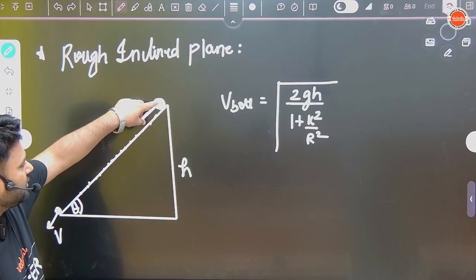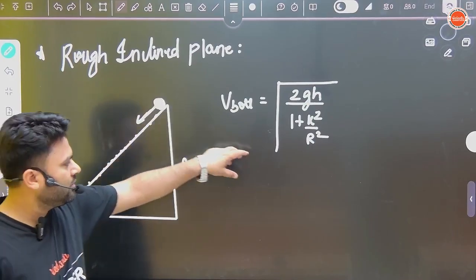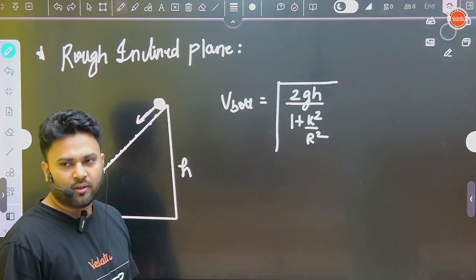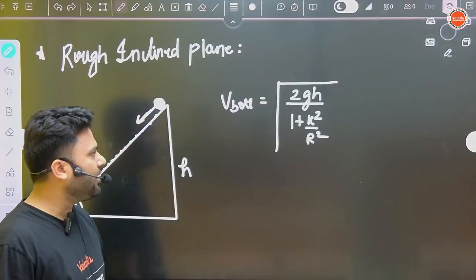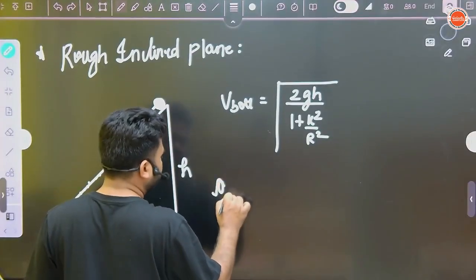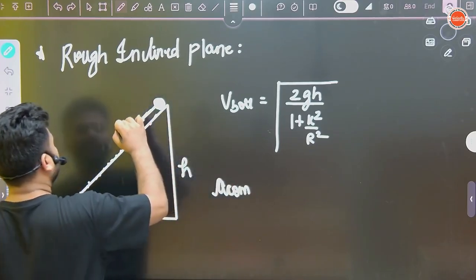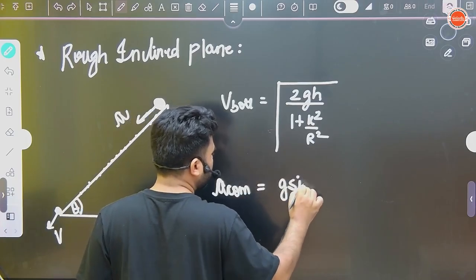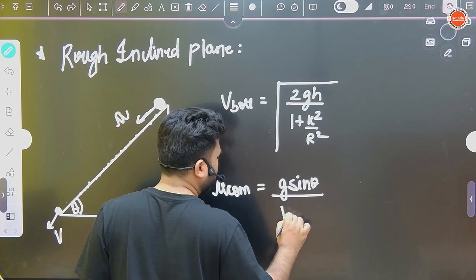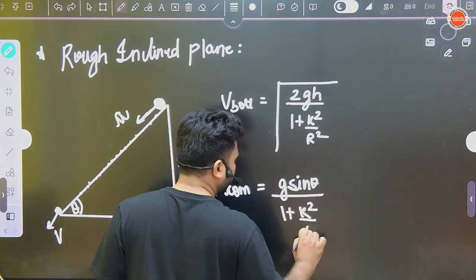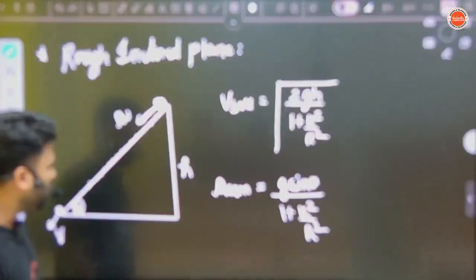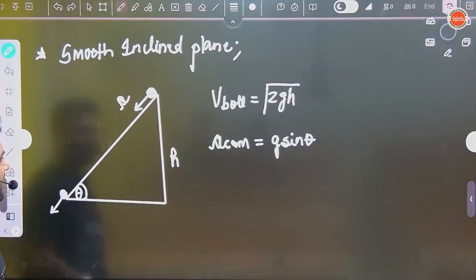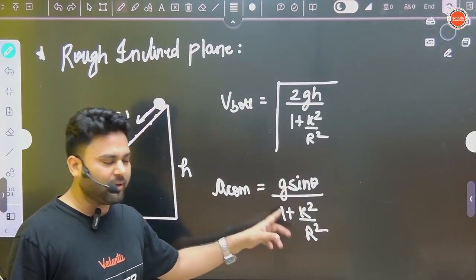k is the radius of gyration of this object, and R is the radius of that object. So under root 2gh divided by 1 plus k square by r square. They ask what is the acceleration of center of mass, with what acceleration it is going down. So g sine theta divided by 1 plus k square by r square. See the difference: here acceleration was only g sine theta, here it is g sine theta divided by 1 plus k square by r square.